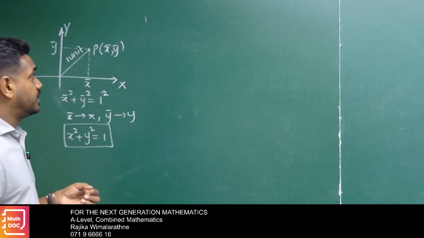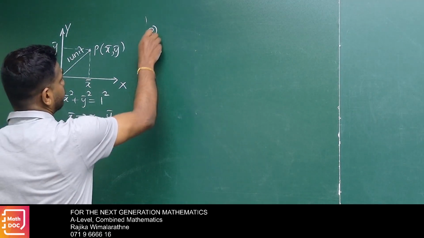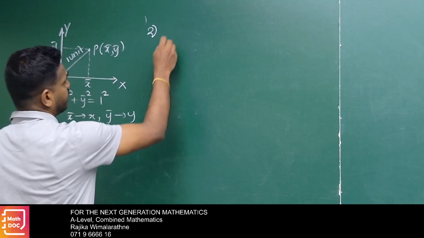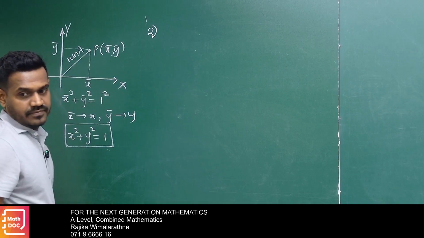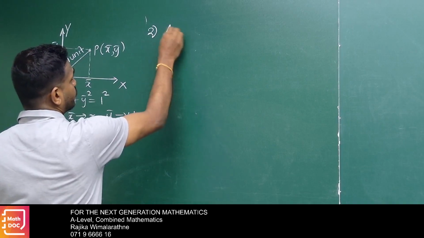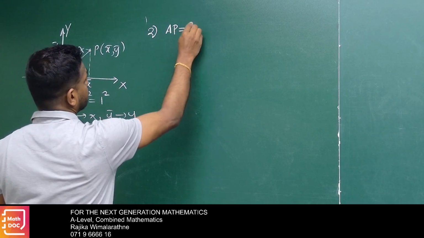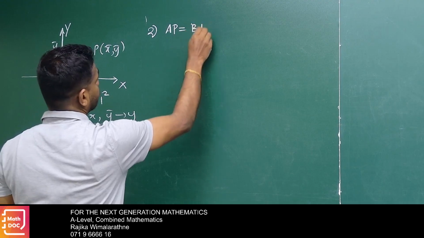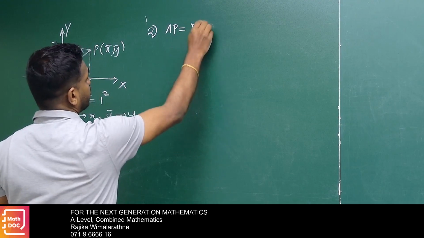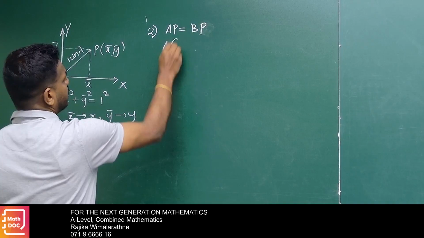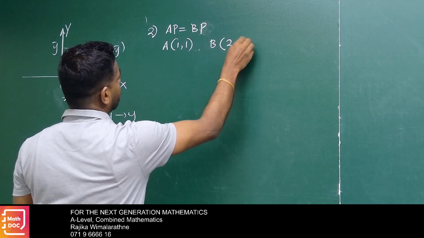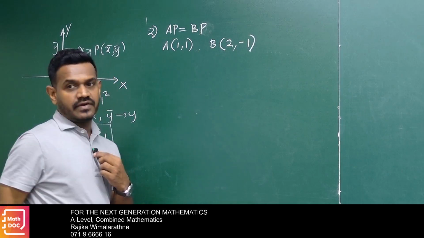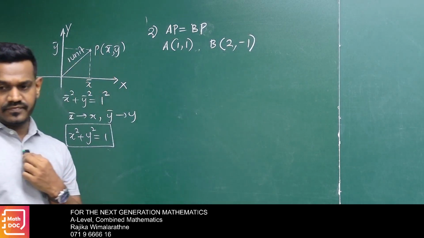Okay. Now second one, find the locus of the variable point P where AP equals BP, such that A is (1, 1) and B is (2, -1).